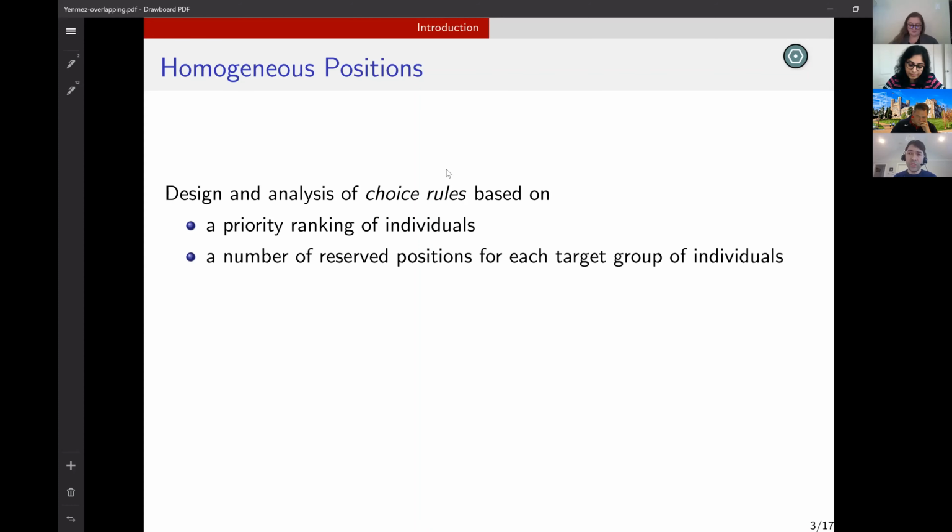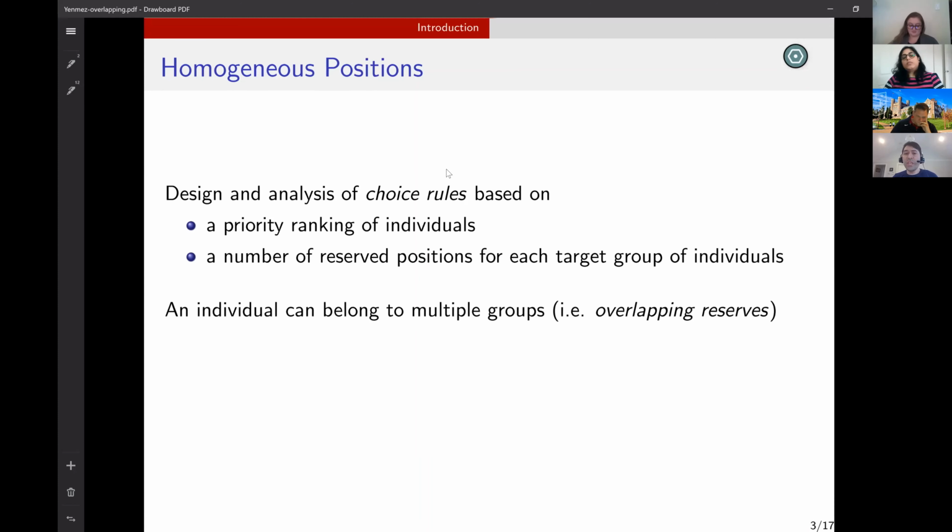The key feature of our model is that an individual can belong to more than one group. So we call this the overlapping reserves case. For example, you can be a disabled individual and you can also be a veteran, and there can be positions reserved for disabled individuals and also for veterans.